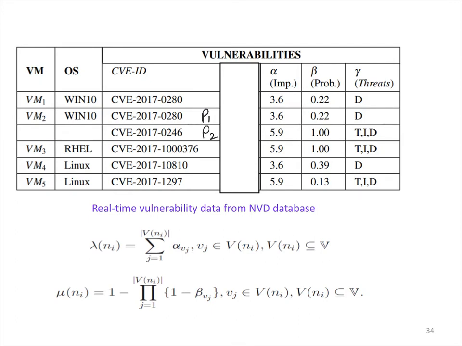In that case, the exploitability for node VM2 is either I use the first vulnerability with probability P1, or I use the second vulnerability with probability P2, or I use both. So that's how I calculate the probability or the exploitability of a certain node, by considering the probability of each individual vulnerability. Assuming that you have about 10 different vulnerabilities on one machine, can you do this?